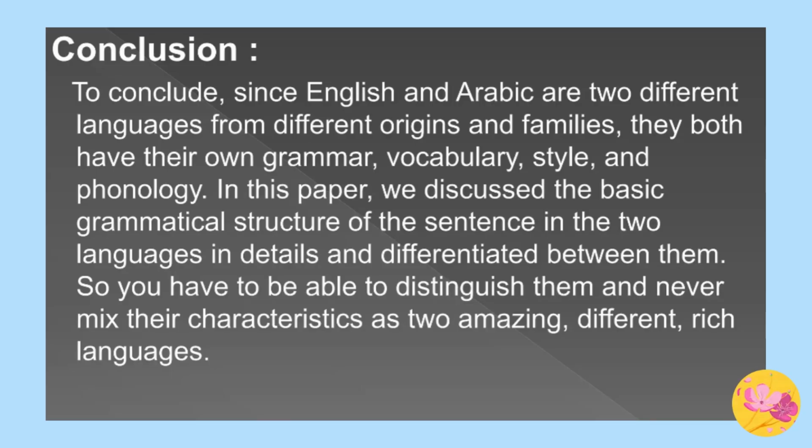I'll just give a conclusion of what we have gone through. Since English and Arabic are two different languages from different origins and families, they both have their own grammar, vocabulary, style, and phonology. In this paper, we discuss the basic grammatical structure of sentences in the two languages in detail and differentiate between them. You have to be able to distinguish between them and never mix their characteristics, because they are different and they have their own structures.